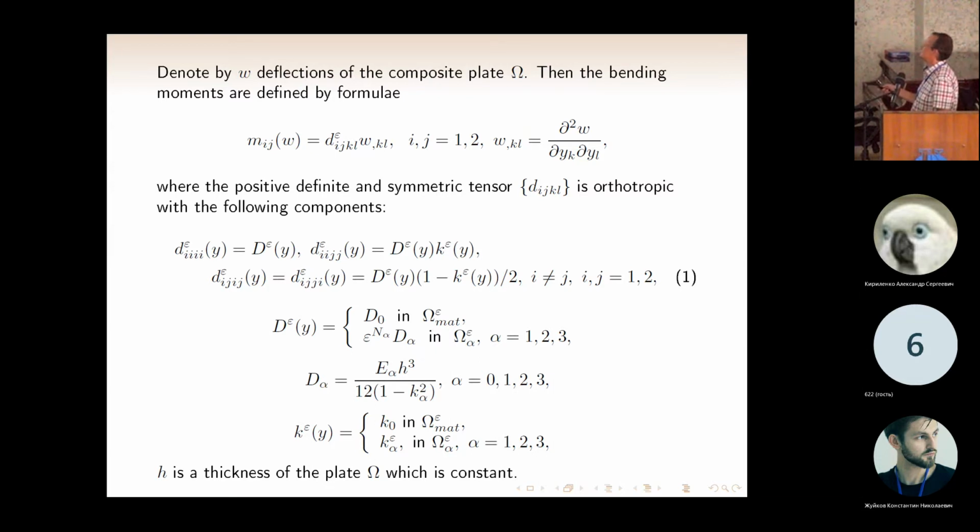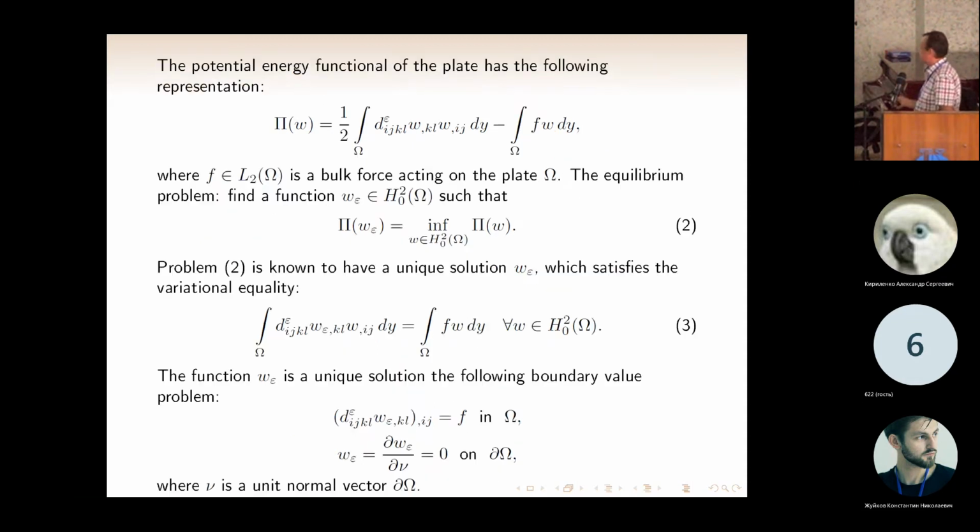Из теории пластин известно, вернее, используется параметр D эпсилон, который определяется следующим образом. На самом деле, с математической точки зрения это не важно. Важно то, что у нас эпсилон в степени. Дальше мы определяем стандартным образом функционал потенциальной энергии.